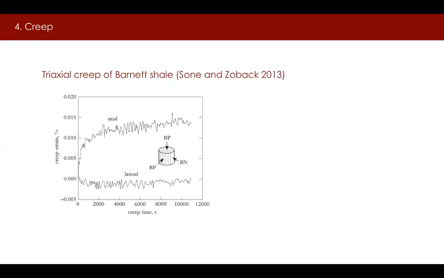It turns out that there is not much difference between the two viscoplastic formulations, as demonstrated in the simulation of triaxial creep of Barnett shale, in which the bedding plane is oriented in the vertical direction. Here, BP is bed parallel, whereas BN is bed normal. The slide shows the experimental results by Sone and Zoback.